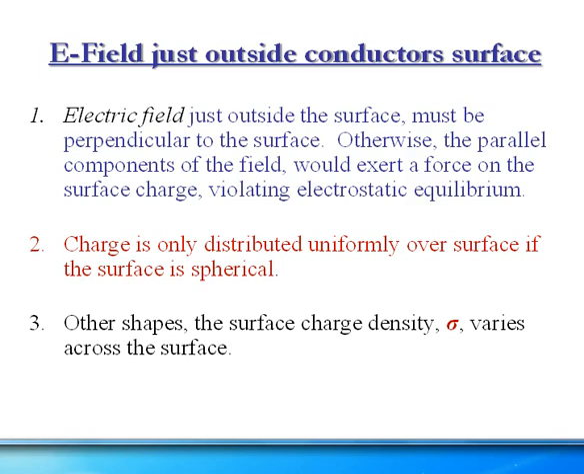Otherwise, the parallel component of the electric field vector would exert a force on that surface charge, and that would violate our electrostatic equilibrium. So when we're talking about a conductor here, we're talking about an isolated conductor. We also know that all the charge on an isolated conductor will distribute itself on the outside surface of the conductor. If the surface is spherical, then that charge will be distributed uniformly. Otherwise, for other shapes, the surface charge density varies across the surface, and we can visualize it by showing the field lines landing perpendicular to the surface.